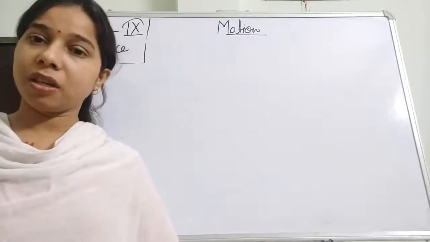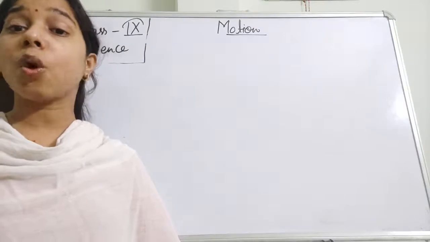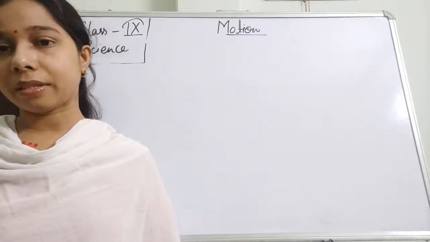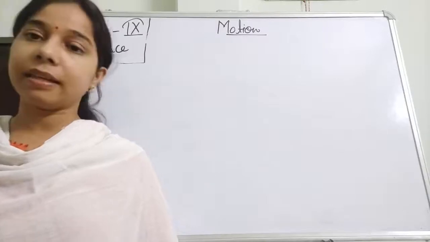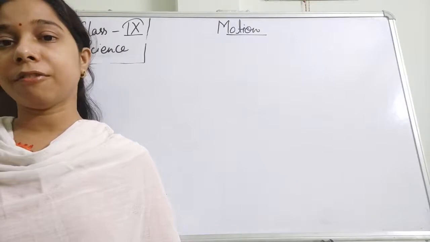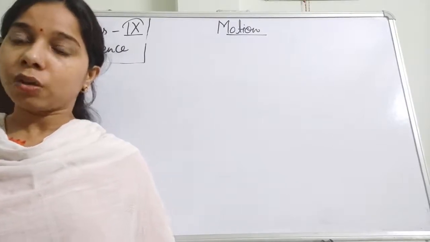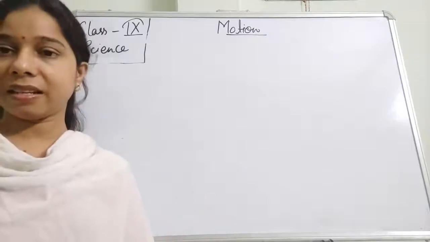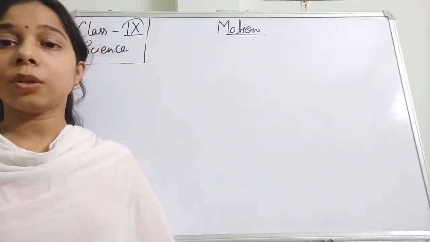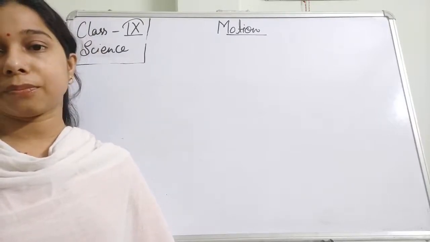Negative acceleration is also called retardation. Here the velocity keeps on decreasing by an equal amount in an equal interval of time. That is called negative acceleration, or we use another term for it, retardation. So you can say either positive acceleration or negative acceleration, and the other name of negative acceleration is retardation.